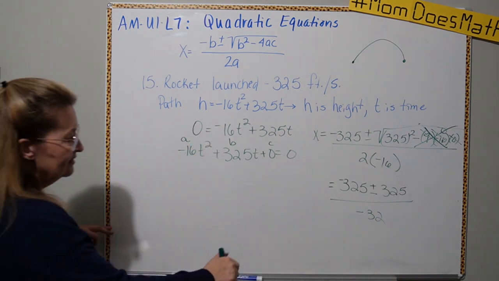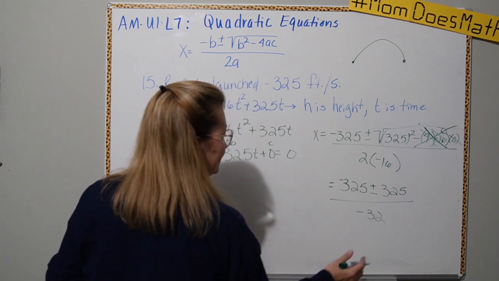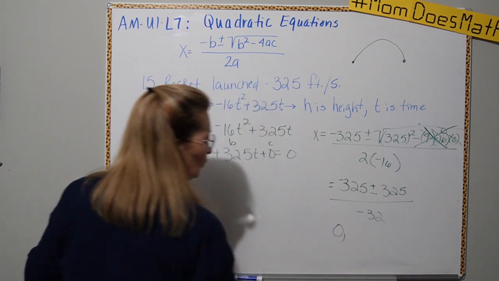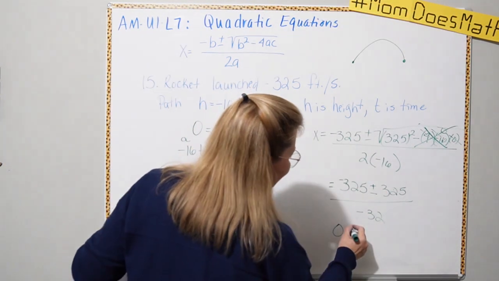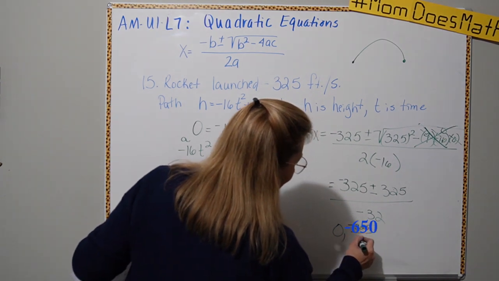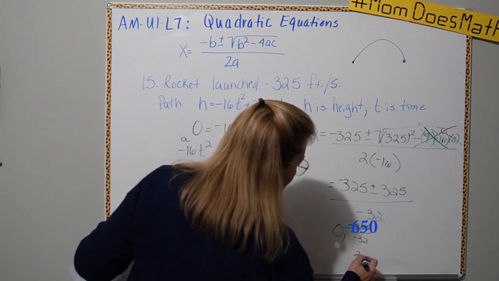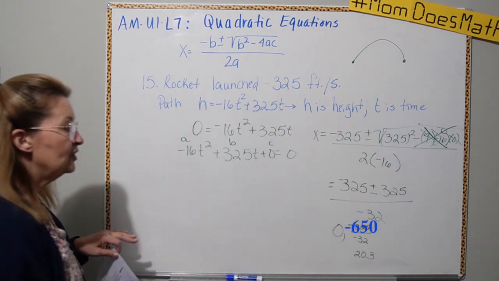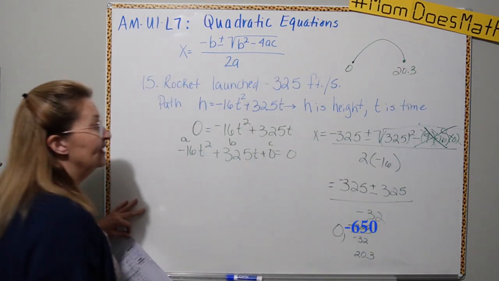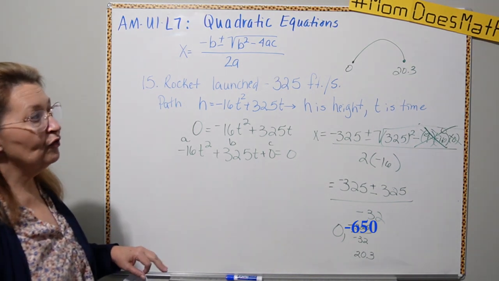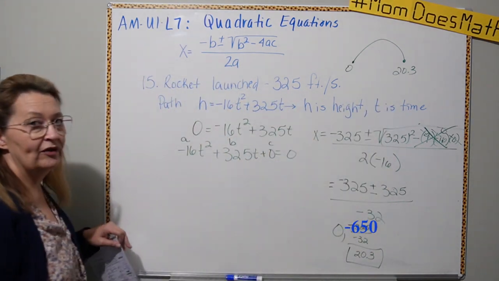All right, simplifying this down a little bit more, negative 325 plus positive 325 is 0 over 32, which is just 0. Negative 325 minus 325 is negative 650 over negative 32, which if you put that in your calculator, you're going to get a positive 20.3 seconds. So you get two answers. Here is 0, and here is 20.3 seconds. Now the problem asks us how long before it returns to the ground. So the answer we want is the returning one, 20.3. That's all.